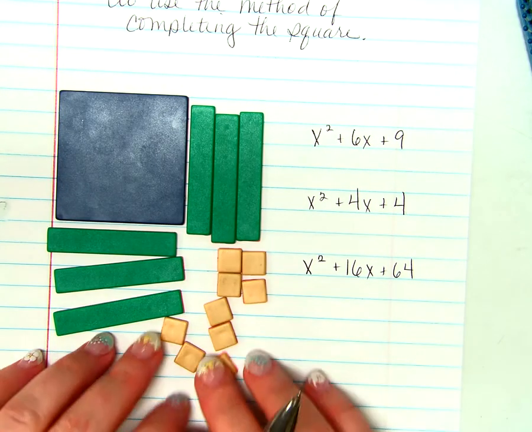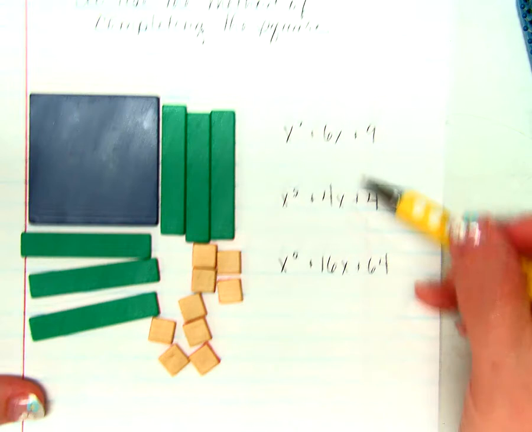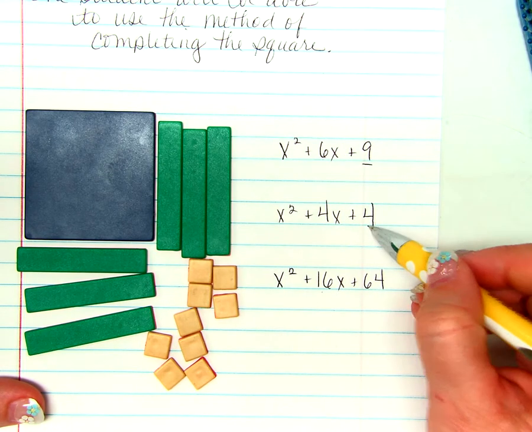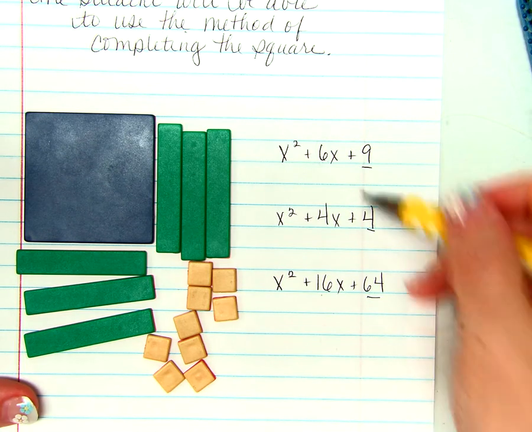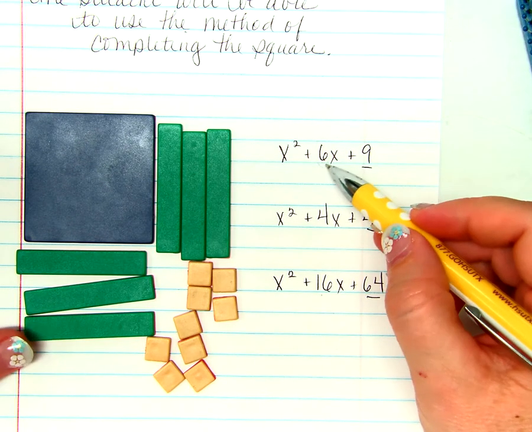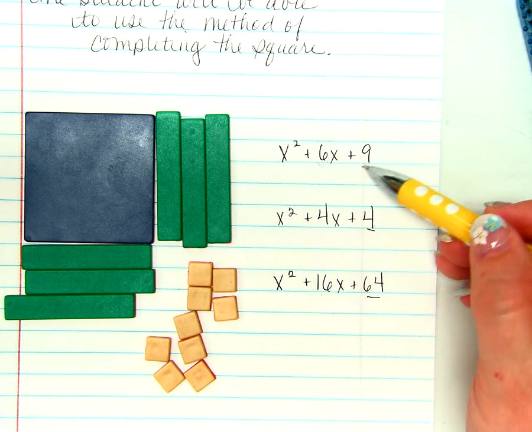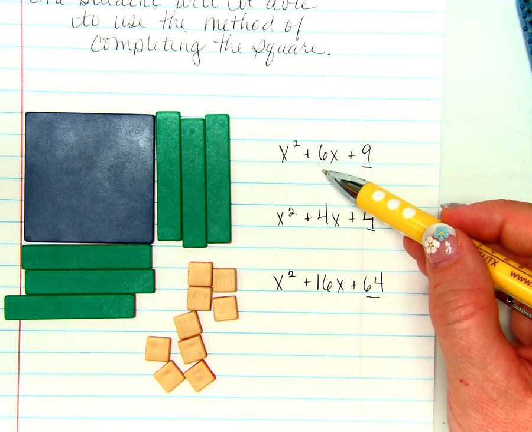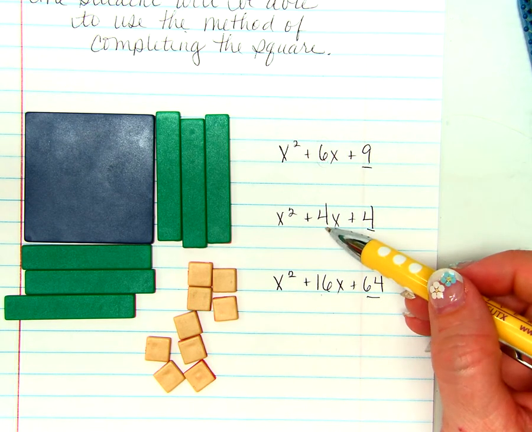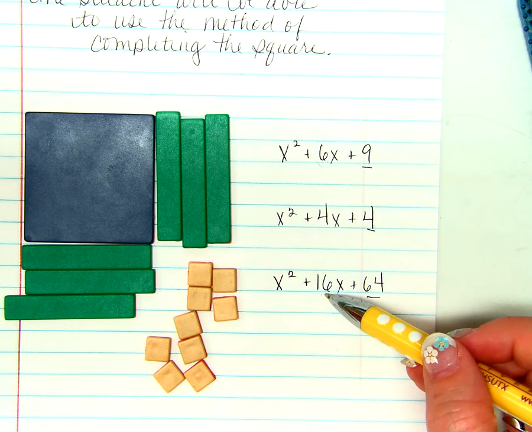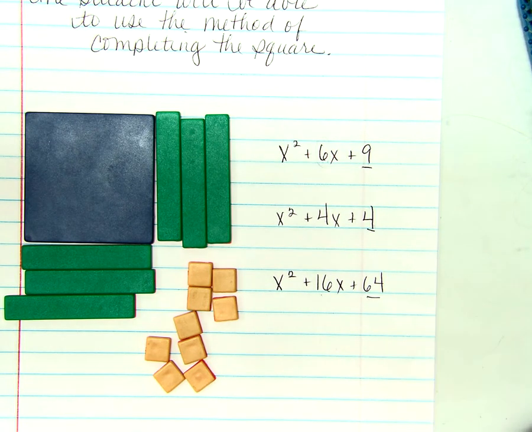So with algebra tiles, we can do that pretty easily. Just put in as many little blocks down there as it takes to fill in the square. Algebraically, I hope that you see that in order to fill in this last blank, in order to complete the square, I need to take the multiplier on the x, divide it in half, like I did here, put half here and half here, and then square it. What is 6 divided by 2? Well, that's 3. 3 squared is 9. 4 divided by 2 is 2. 2 squared is 4. 16 divided by 2 is 8. 8 squared is 64.